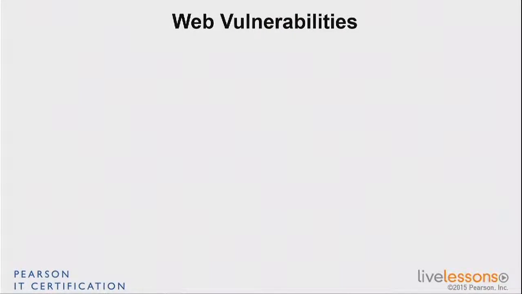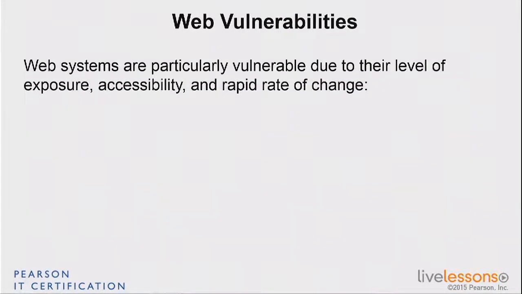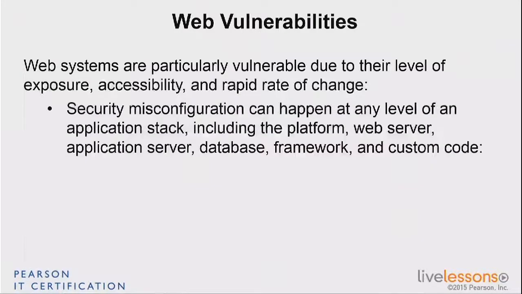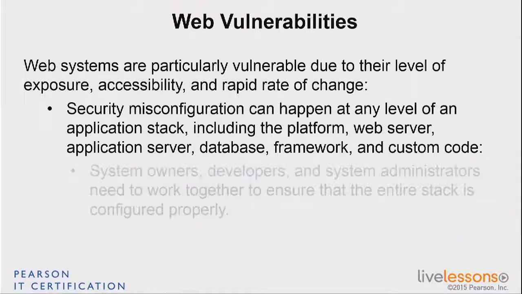Let's start with talking about web vulnerabilities. Web systems are particularly vulnerable due to their level of exposure. They're available through the internet, and have a rapid rate of change. Now, some web systems are somewhat static, but a majority of them are very, very dynamic. Security misconfigurations can happen at any level of the application stack. So we could have a security misconfiguration at the platform level, the web server level, the application server level, the database, the framework, and the custom code.